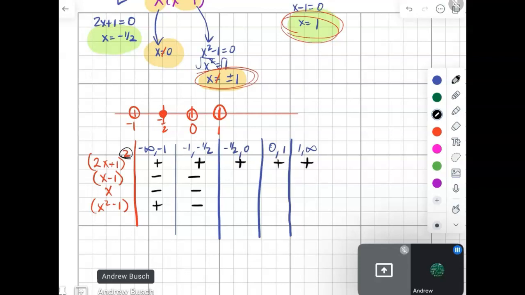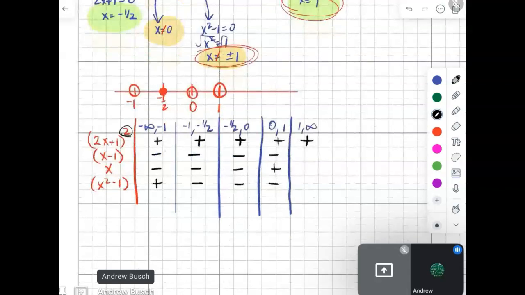If I plug in something like negative 0.2, which is between those two numbers, that would give me a negative, and a negative again. If I plug in positive 1/2, I would get a negative, a positive, and a negative. And then if I plug in, say, positive 10, I would get a positive, positive, positive.